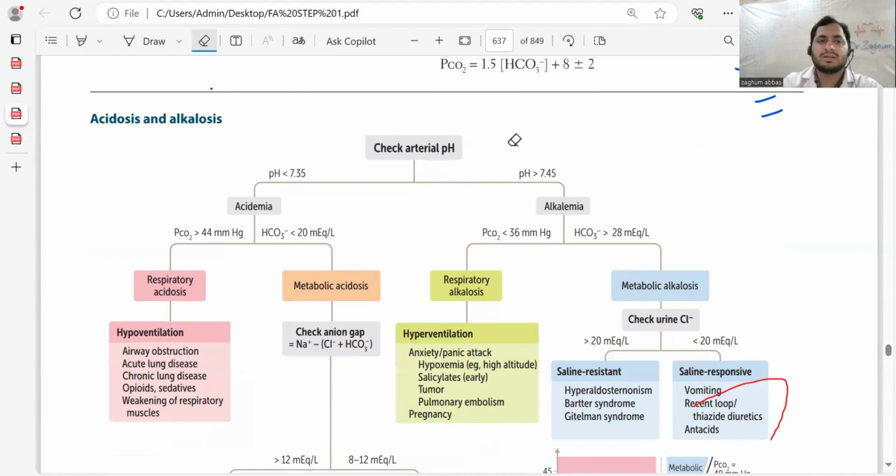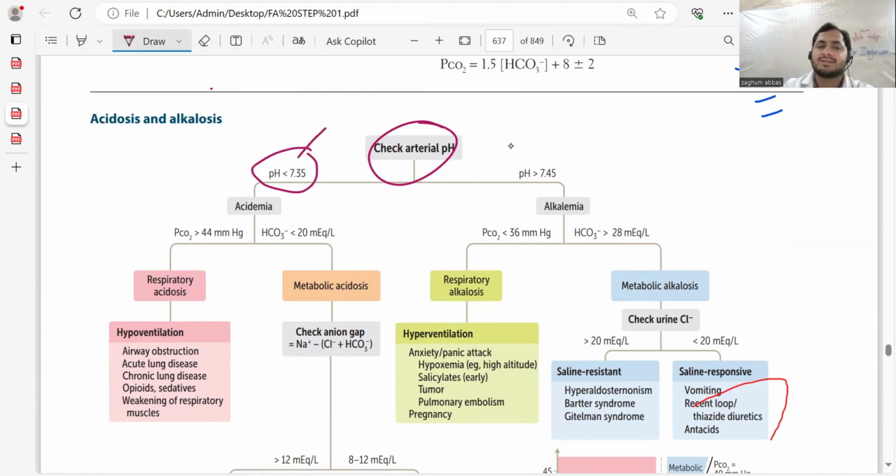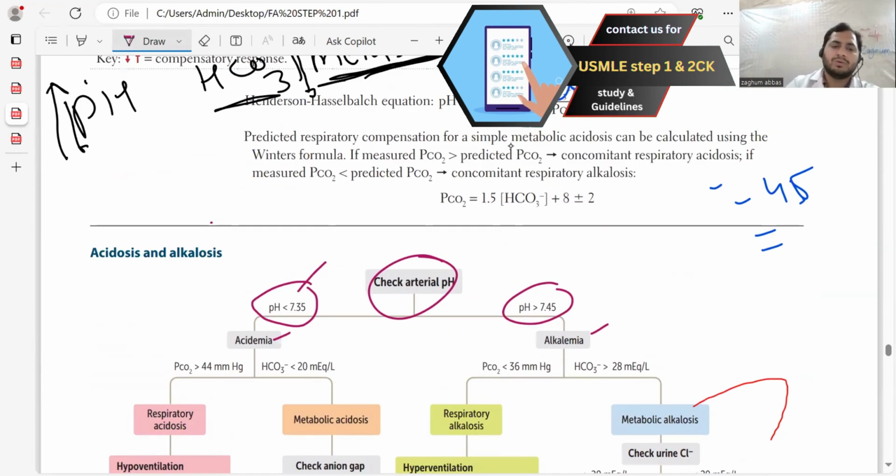First, check the arterial pH. If it is less than 7.35, that is acidemia. If it is more than that, that is alkalemia. And then I am again writing that formula.